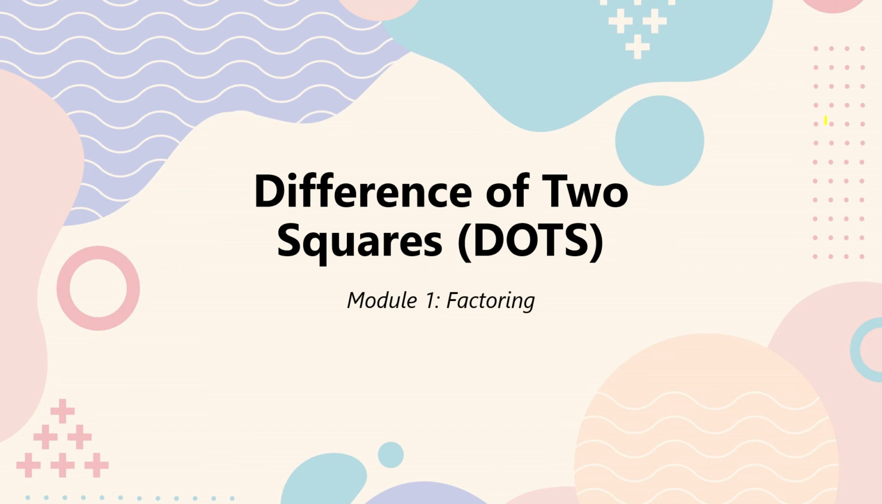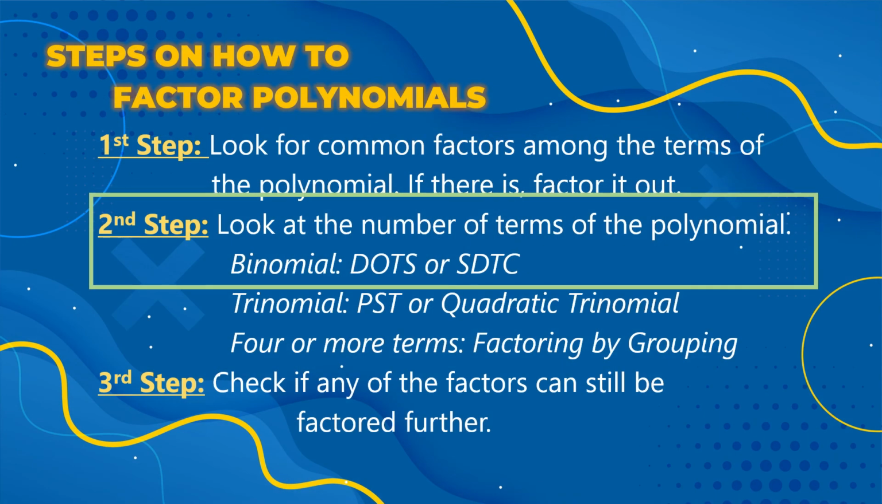Difference of two squares, or DOTS. As I've mentioned in our first video, we have several steps on how to factor polynomials. We're good with the first step using CMF, and now we move forward to the second step. This time you just look at the number of terms of the polynomial. After identifying the number of terms, if there are two terms, that means it's a binomial. If it's a binomial, you have two options, whether DOTS or SDTC.